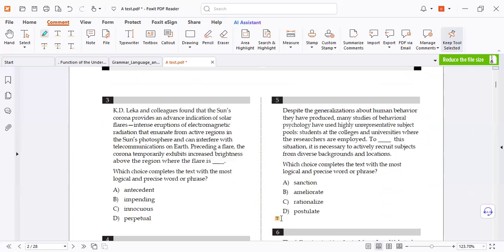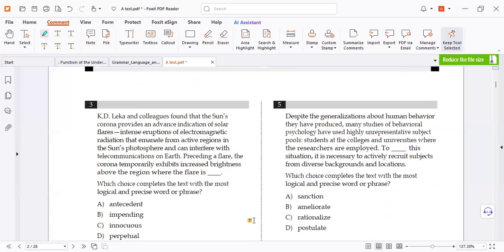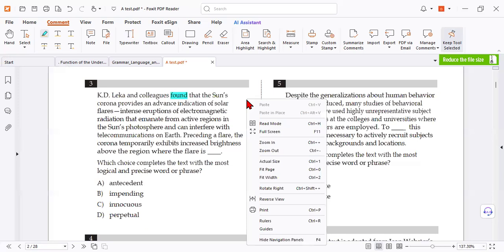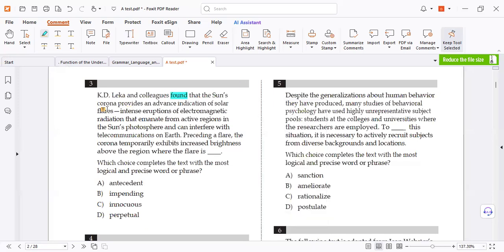Again, let me answer number 3 to practice the techniques that we did today. Now here, found, so it's like funding. The sun's corona provides an advanced indication of solar flares. What are solar flares? Dash. The dash is used to give details, an explanation of something before. So all of these tell you more information about flares: intense eruptions of electromagnetic radiation that emanate from active regions in the sun's photosphere and can interfere.